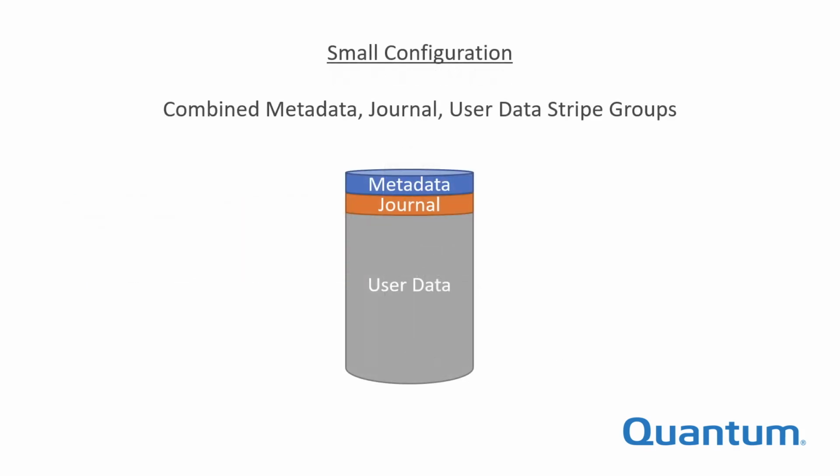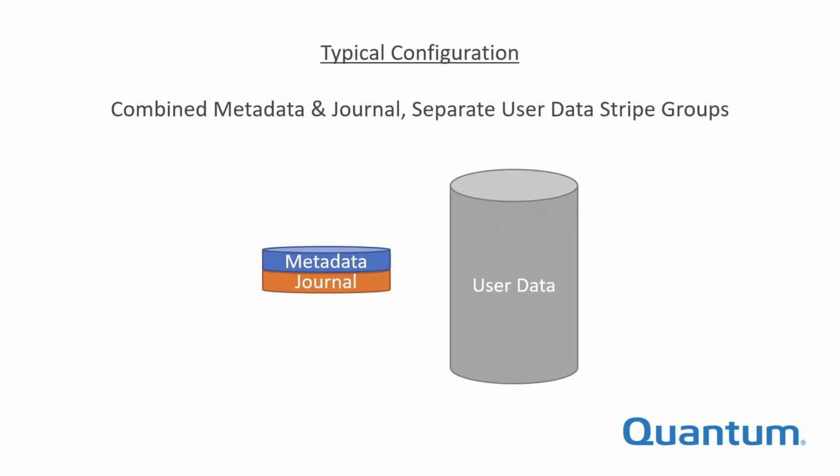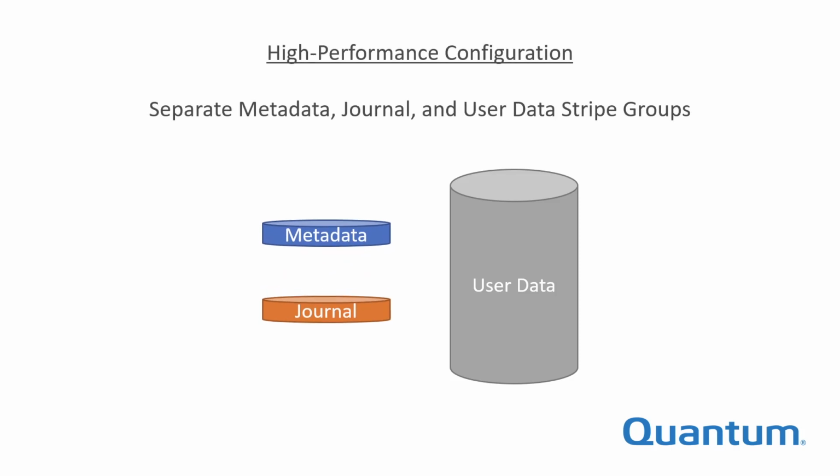In smaller systems with comparatively lower performance requirements, all three types of information may reside on a single stripe group. More typical configurations combine metadata and journal on a single stripe group, but separate user data stripe groups. In very large and very busy systems, additional performance can be attained by separating metadata, journal, and user data onto individually tuned stripe groups.